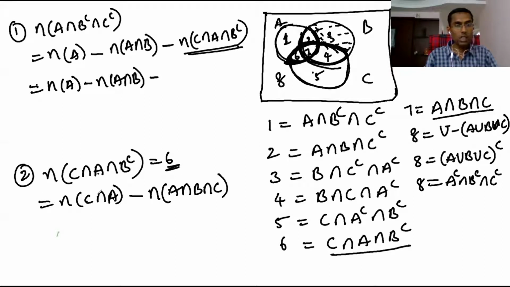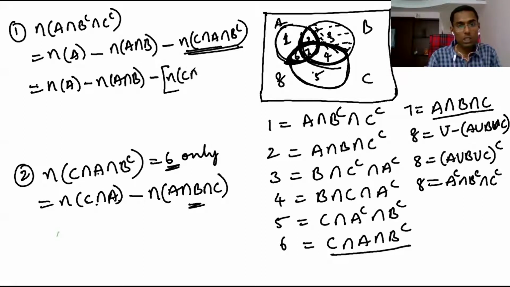A intersection C I have taken. From that, if you remove the 7th part, then you get only the 6th part. This is 6 only, right? So this is what we should do now: C and A but not B. That means the number of elements in C and A, but not B means minus the number of elements in A intersection B intersection C.